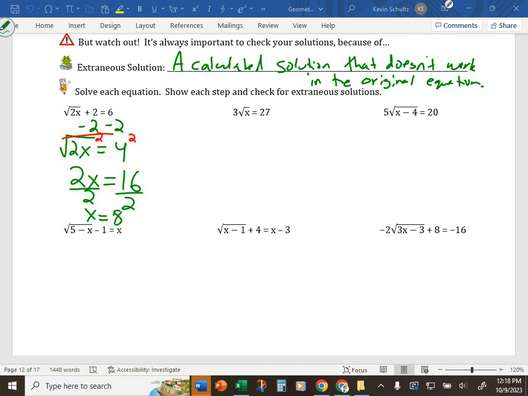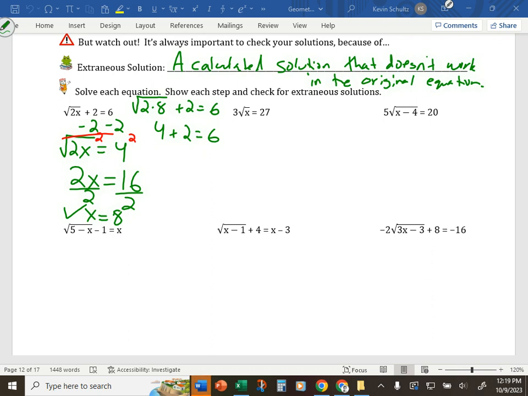Okay? Now, because this is radicals, we're going to take this solution, plug it back in, and we're going to say, does the square root of 2 times 8 plus 2 equal 6? Well, 2 times 8 is 16. The root of 16 is 4. And 4 plus 2 does equal 6. This checks out. Okay? You won't get an extraneous solution when you have just one answer here, but you should still check it in case you made a math mistake someplace else.